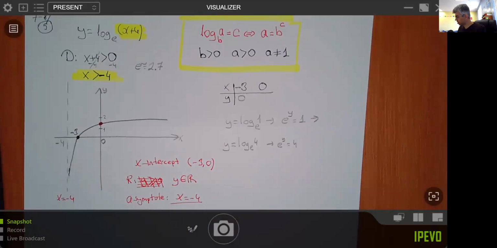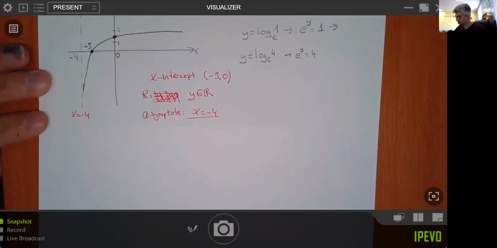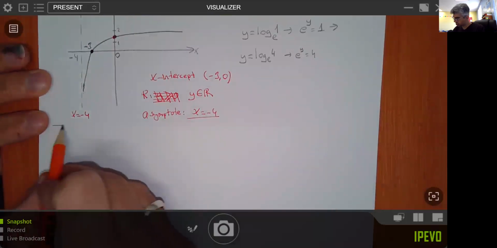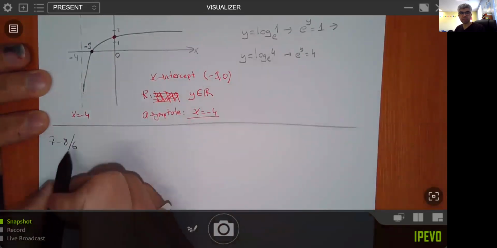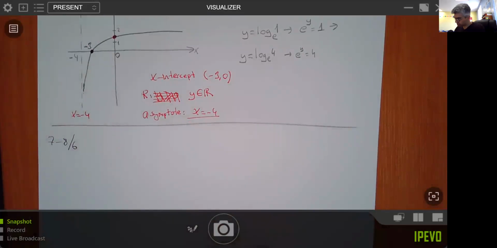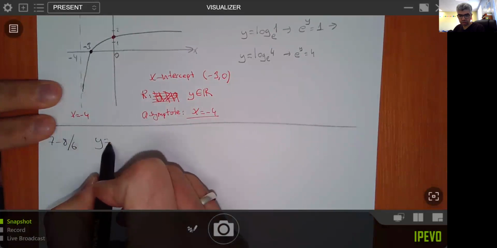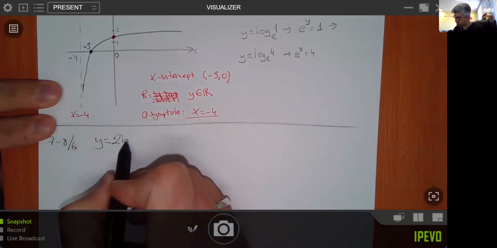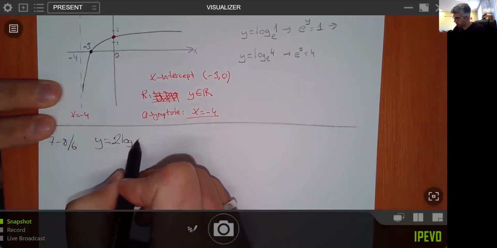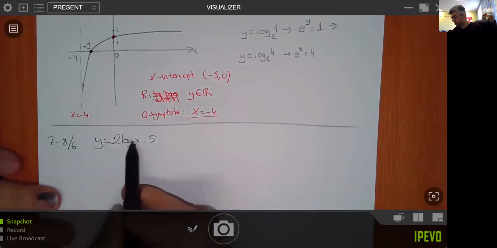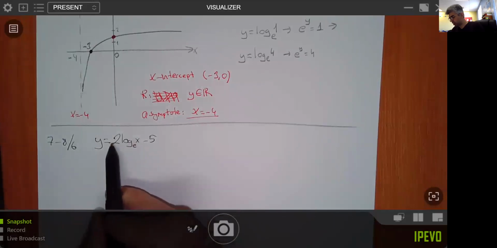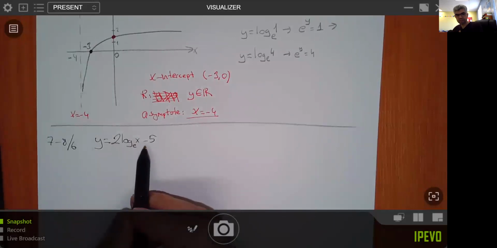Number 6, let's see number 6 here. So we have another function, y is 2 log of x base e minus 5. Again, the same questions. Basically, we know the parent function. It's stretched times 2 and shifted 5 units down.